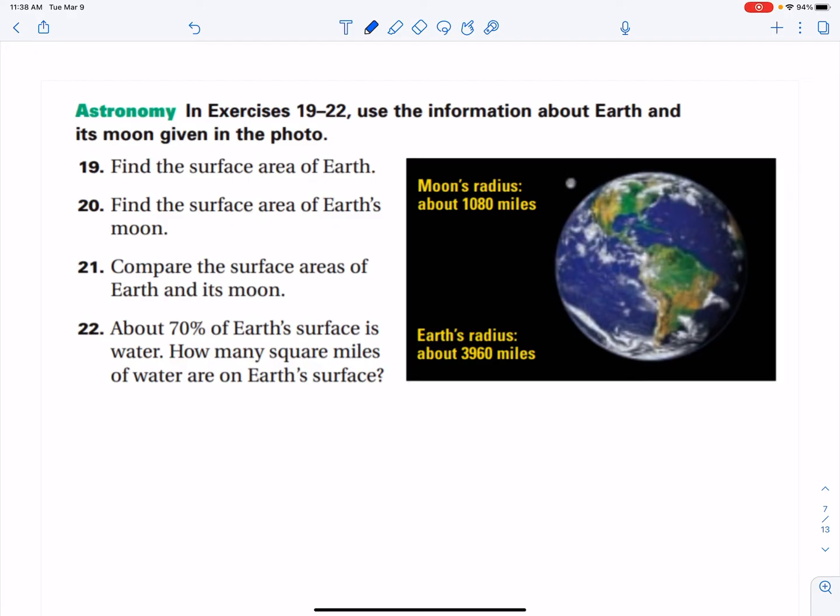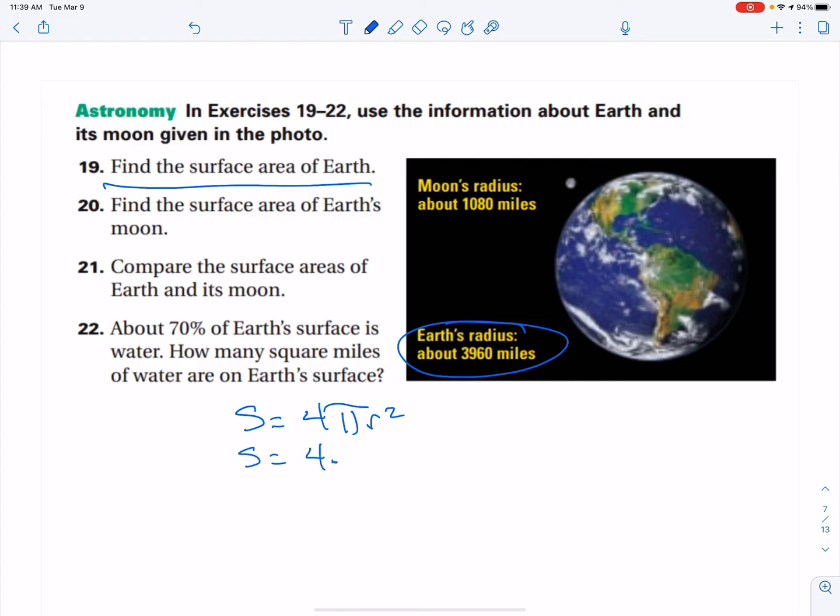sphere that we know of, and that is the Earth. So it says, find the surface area of the Earth. So if we know that the radius is 3,960 miles, we can now find the surface area of the Earth. So again, S is equal to 4 pi r squared. So S is equal to 4 times 3.14 times the radius squared, which is 3,960 times 3,960.